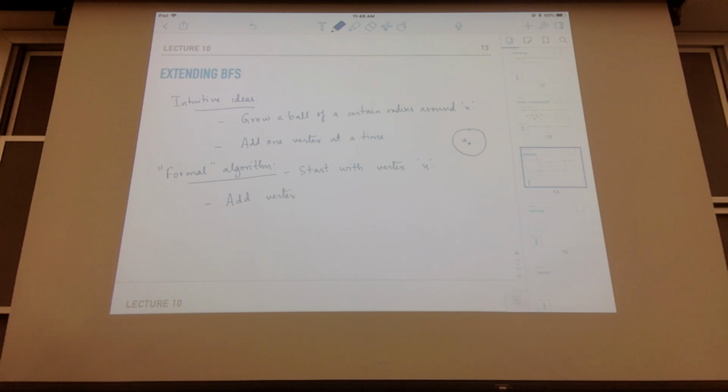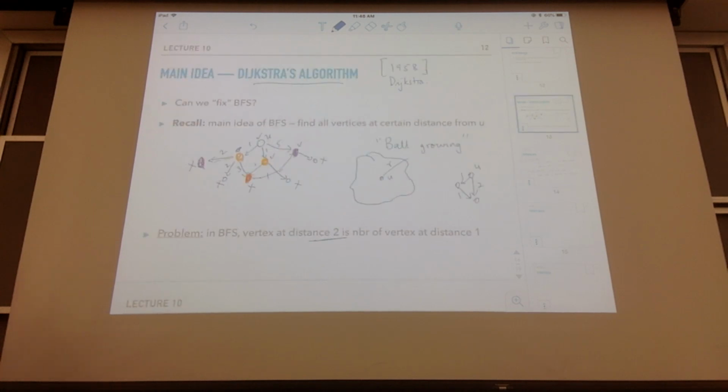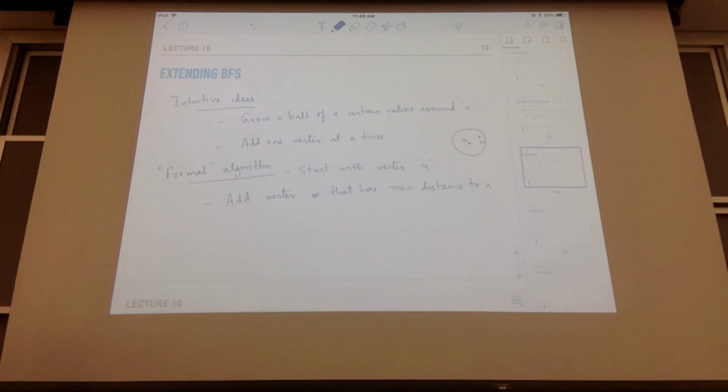Add vertex W that has the min distance to u. So that's this W. The reason I'm not doing the ball in integer intervals is because my weights need not be integers. Okay, so maybe I have some edge weight of 0.5, in which case I want to do the 0.5 first. So this is the reason you add the shortest. That has a min distance to u. And this is now what we have.